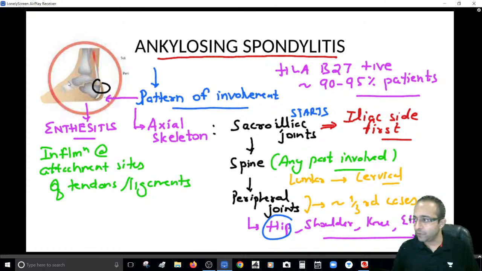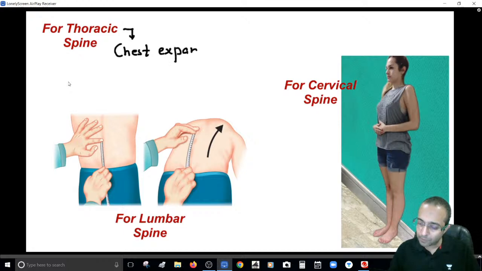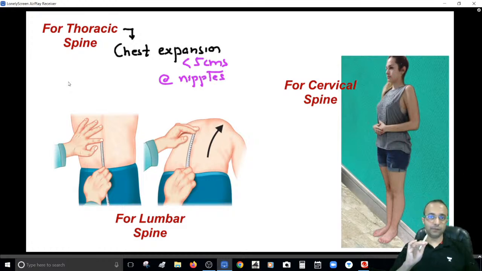Now once you know it is ankylosing spondylitis, your job is to decide which part of the spine is involved. Is the sacroiliac joint involved or not involved? So all this needs to be found out. Now for involvement of the thoracic spine, you can just measure the chest expansion in this patient, and you find this chest expansion to be less than 5 centimeters at the level of the nipples. This is where you say the thoracic spine is involved.